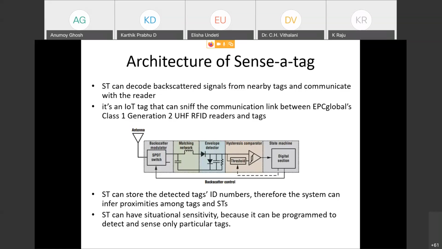So suppose after envelope detection, it has seen that it has come to 8 meters.